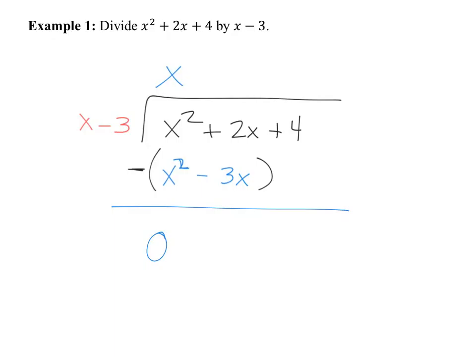And then you've got 2x minus negative 3x. Everybody? Or just Sarah, that works too. 5x. All right, this should be second nature unless some of you are already on the next example.